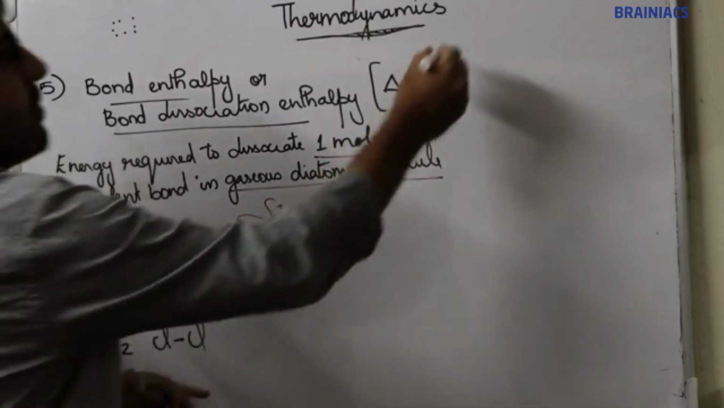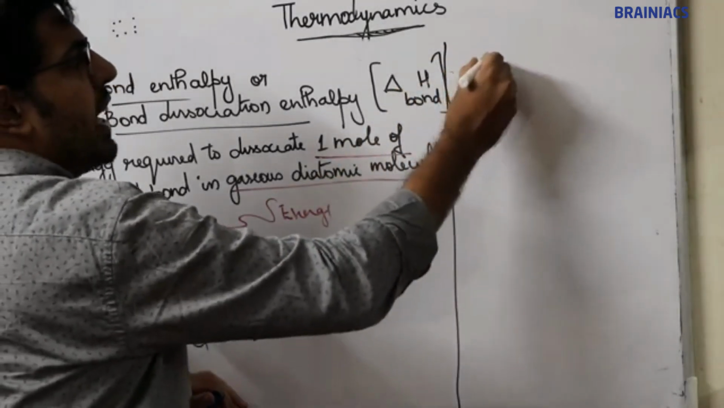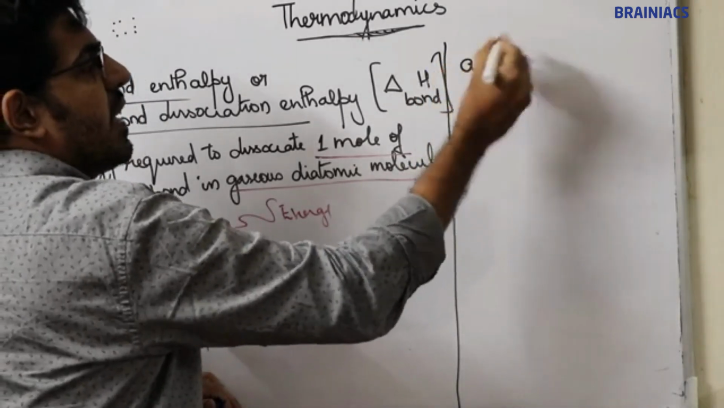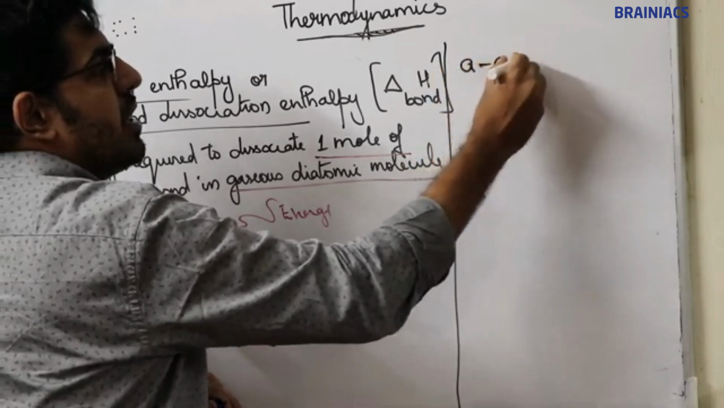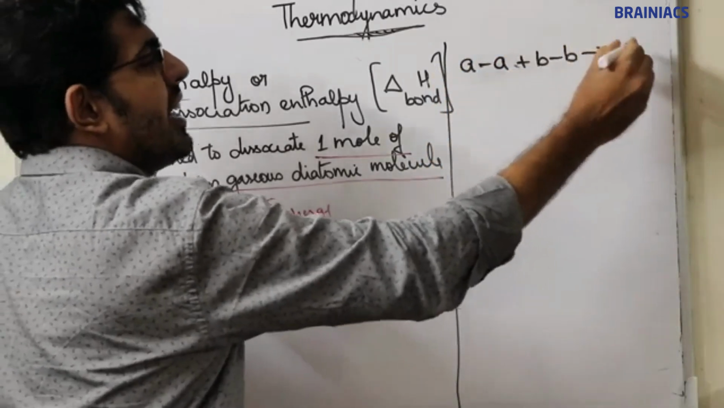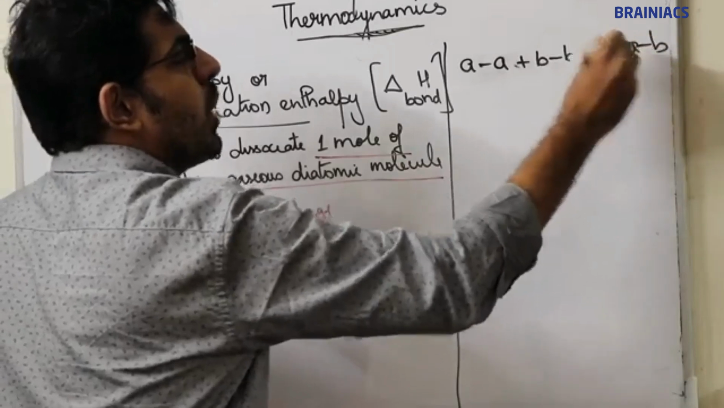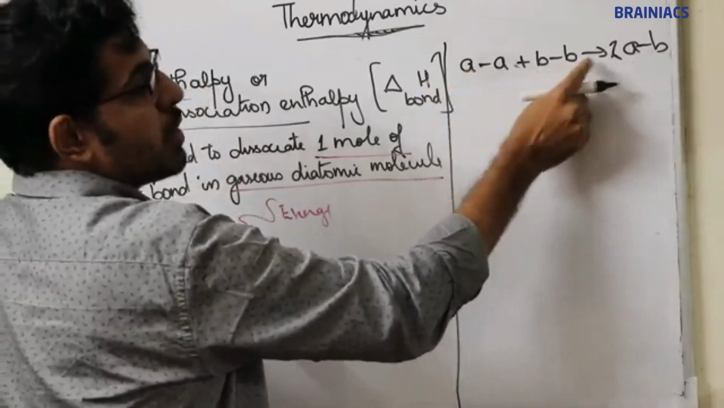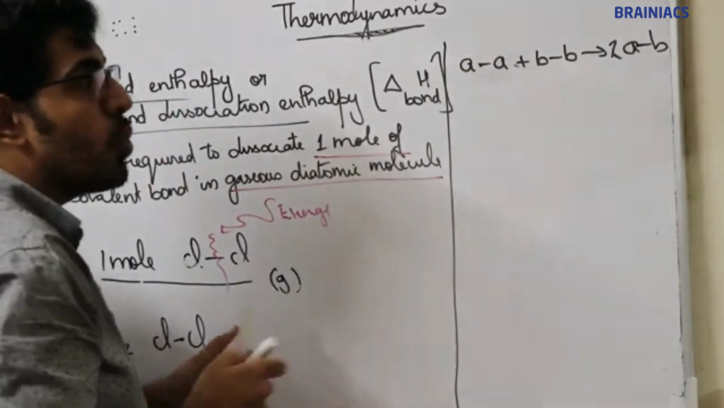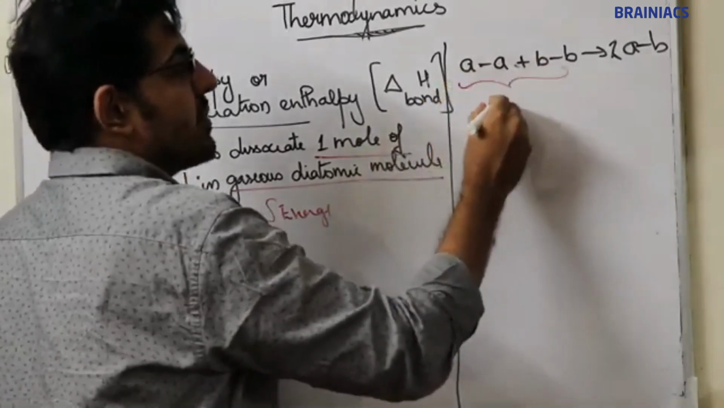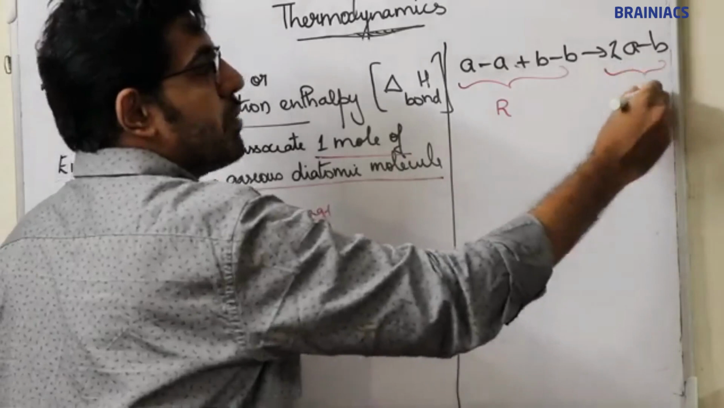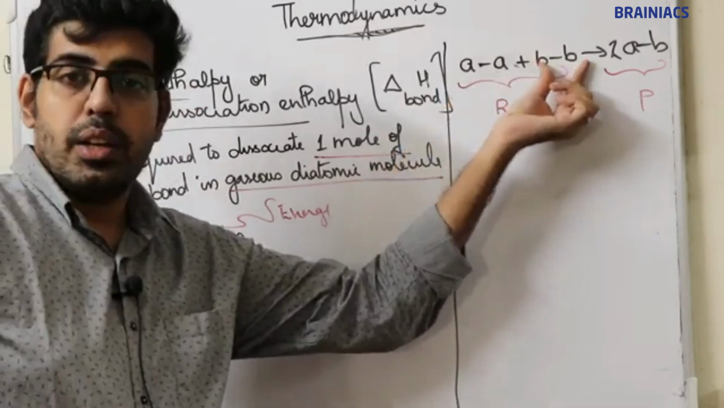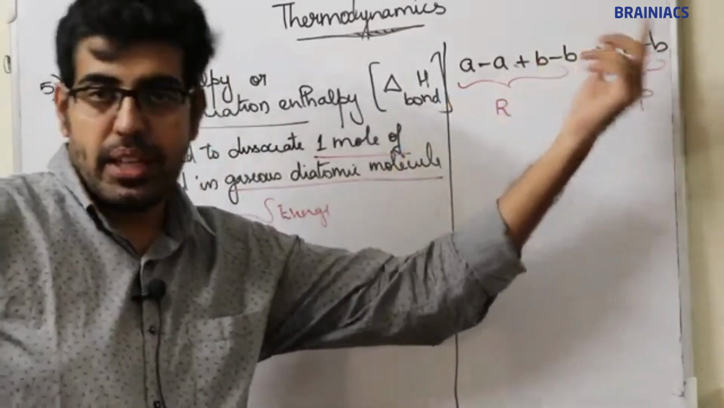Now, for example, consider AA plus BB giving 2AB. An A molecule reacts with a B molecule to form AB, and the second A molecule reacts to form AB, so we get 2AB. These two are reactants and AB is the product.